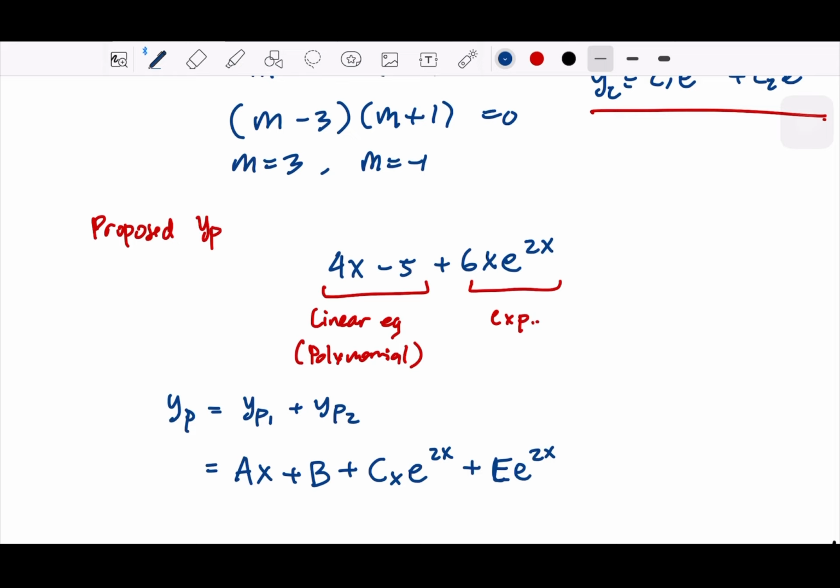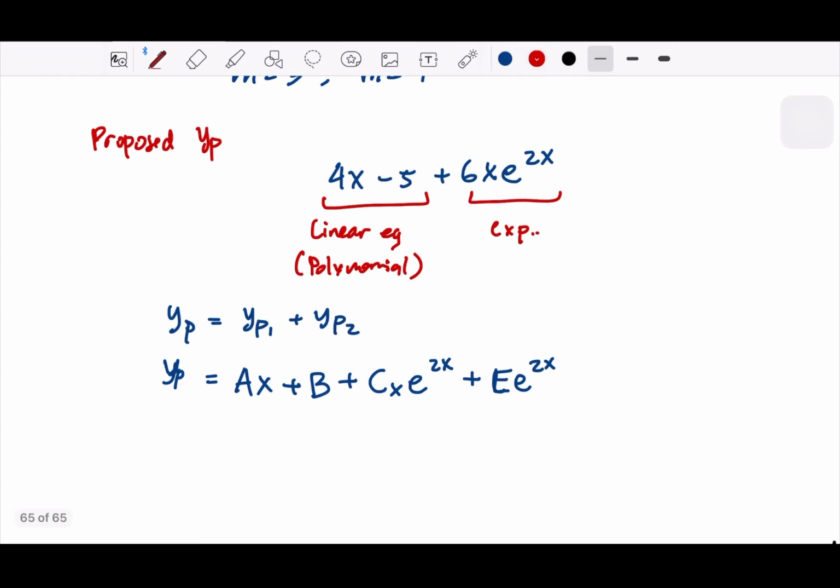But you can write with any coefficients, like maybe you can write with s, r, but usually this is just to help us arrange the solution. Let's try this as our yp. Let me write here, this is the linear, this is the exponent.